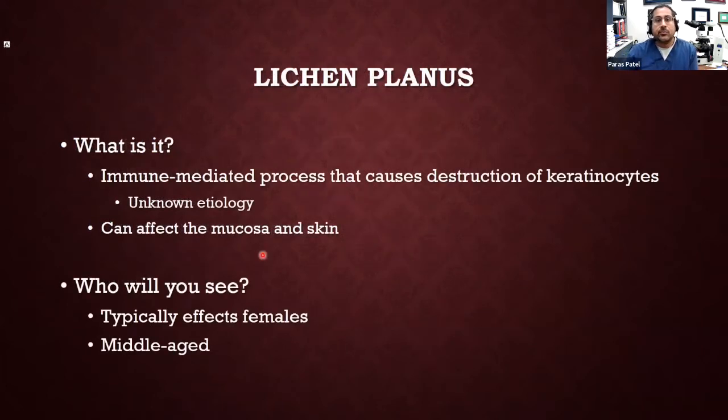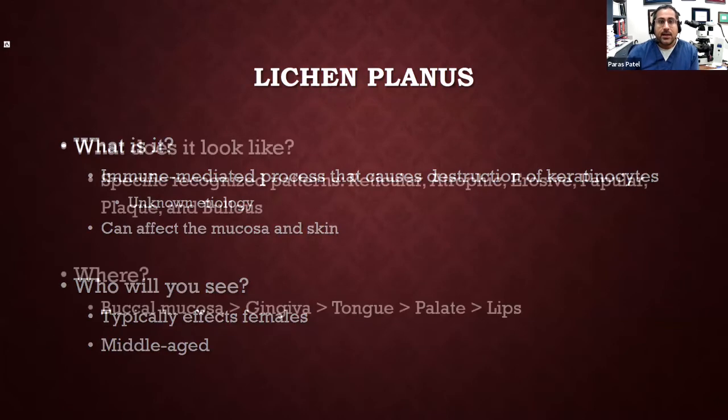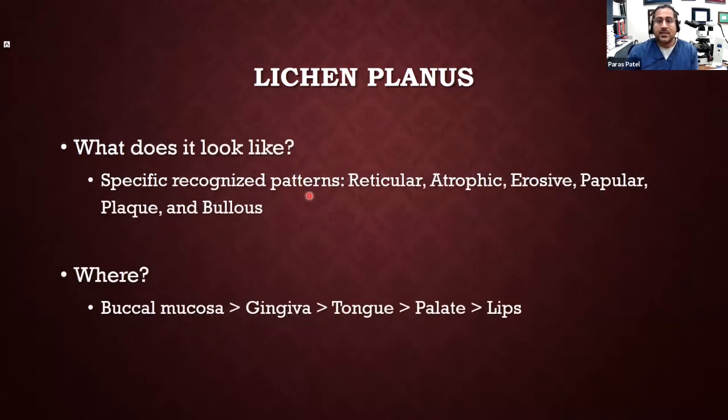Lichen planus is an immune-mediated process caused by destruction of keratinocytes, those epithelial cells in the basal cell region. We don't know what really causes it, and it can affect the mucosa and the skin, so this is a mucocutaneous condition. Typically, it affects middle-aged females, and it has a few different patterns, but the classic one is the reticular Wickham striae pattern with a spider web-like appearance in the buccal mucosa bilaterally, as well as other sites. On occasion, it can be more atrophic and erosive or ulcerative in nature. Very rarely do we get papular or bullous type lesions, and for the bullous type, there's some question whether that really represents lichen planus or not.